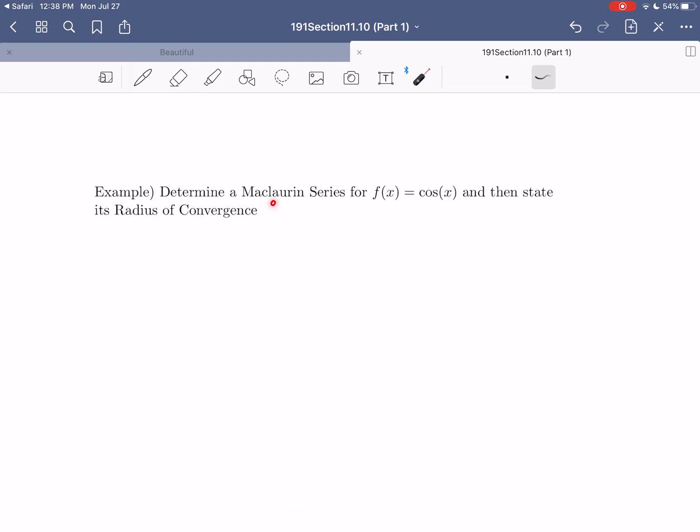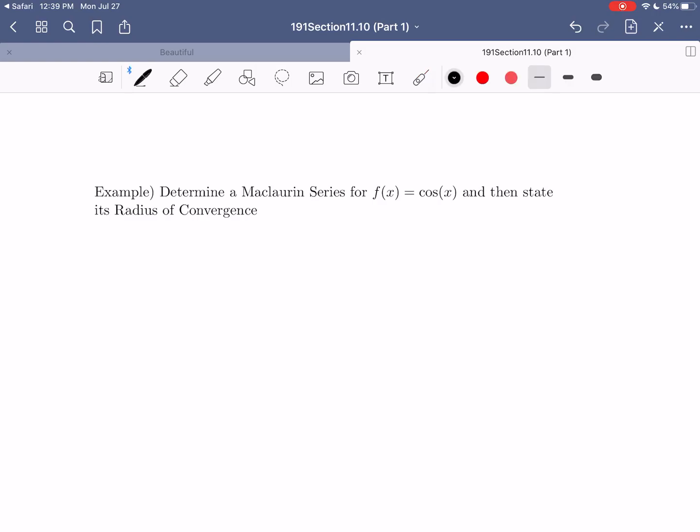So we want to determine a Maclaurin series for f of x equals cosine x, and then state its radius of convergence. If we wanted to, we could do exactly what we just did on the previous page and build a little table and do the same thing. It wouldn't be too bad. But keep in mind, you still have all your manipulations: substitution, multiplication by a polynomial term, and most importantly, differentiation and integration. And we know sine and cosine are very intimately related through their derivative and integral.